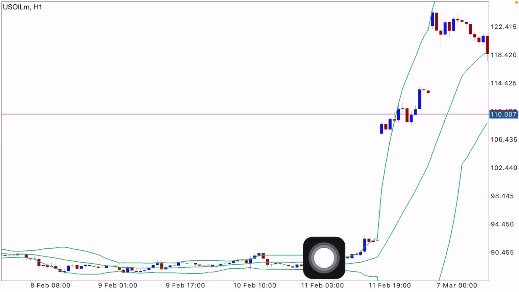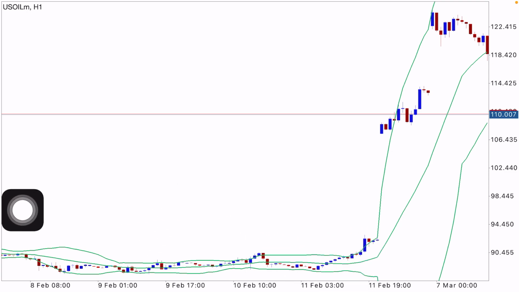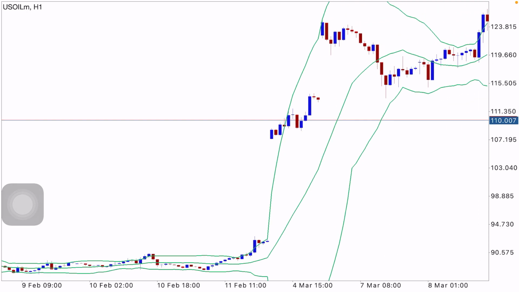So when you see a squeeze like this, where the bands are close and very thin, what you have to do is set a buy stop 10 or 15 pips above the upper band, and set a sell stop 15 pips below the lower band. Whenever the upper band or the lower band is broken, that's a clear direction for the market, and your sell stop or buy stop will activate.